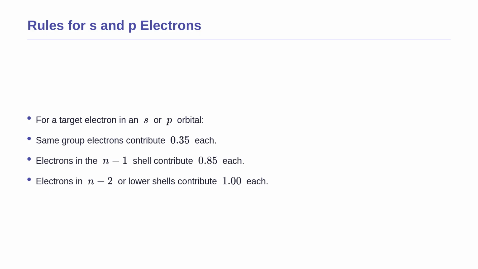Now that we have our groups, let us assign the shielding values. If our target electron is in an s or p orbital, we follow these specific values. Every other electron in that exact same group contributes 0.35 to the shielding constant. Electrons in the next shell down, the n-1 shell, are closer to the nucleus and shield better, contributing 0.85 each. Finally, all electrons in even deeper shells, n-2 or lower, are excellent shielders and contribute a full 1.00.